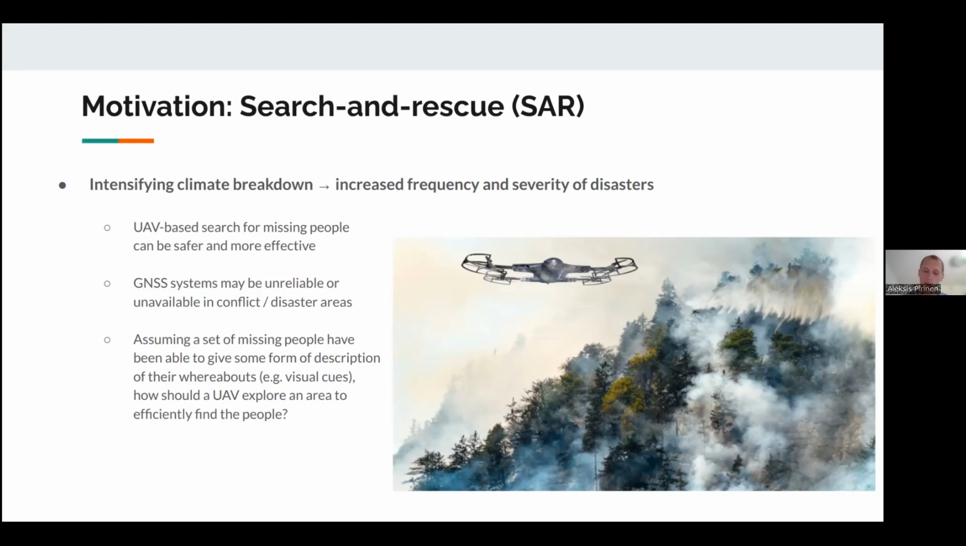The question is, how should the UAVs localize, for example, a group of missing people, especially considering that GNSS systems may be unreliable or unavailable, in particular, for example, in conflict-driven areas. So the higher level question that we have when considering this work is, assuming we have a set of missing people who have been able to give some form of description of their whereabouts, such as some form of visual cues, how should a UAV explore a given area to efficiently find these people?